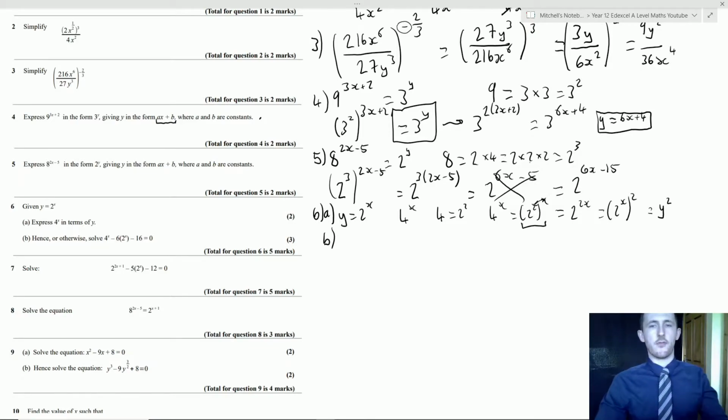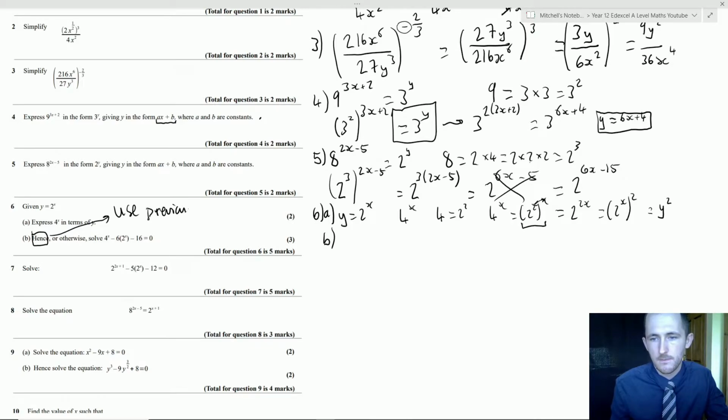So again, in A-level maths, they love to use parts A, B, C, etc. And you will always use the parts, so part A, in the later parts, especially when they say hence or otherwise. This word, hence, means use previous part. It will make your life a billion times easier. So when it's saying hence, immediately I'm thinking, okay, I need to use part A.